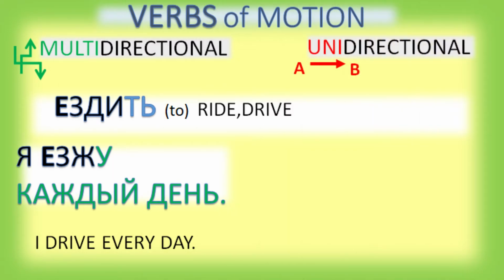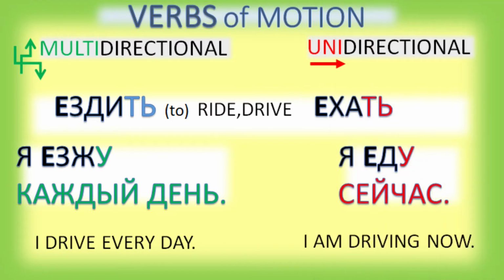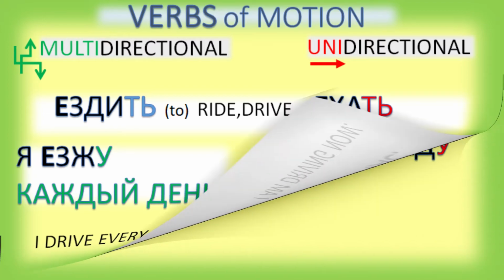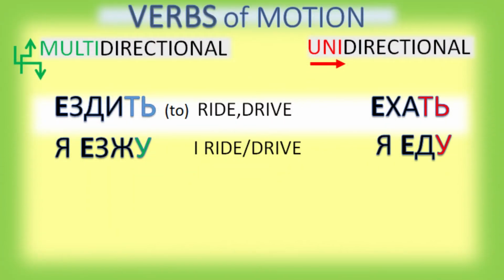The unidirectional verbs describe motion from point A to point B. Use this form when you are performing the action at this moment or describing motion in one direction. For example, I'm driving now. Я еду сейчас. These verbs also have past, present and future tenses. To say I am driving in general is Я езжу. To say I'm driving in one direction is Я еду.